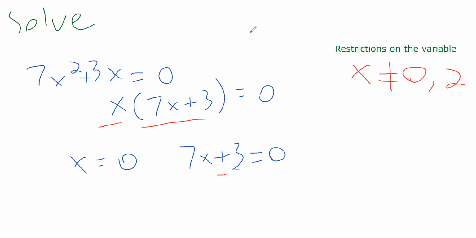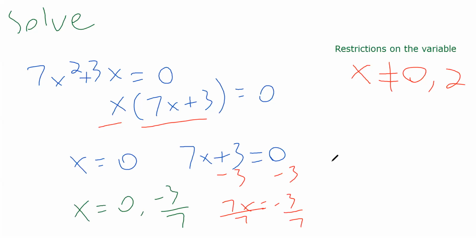We can solve it. You can get 7x equals negative 3. Divide both sides by 7. And the two solutions that you're going to get are x equals 0 and negative 3 over 7. So the very original equation we solved, its solutions are x equals 0 and negative 3/7.